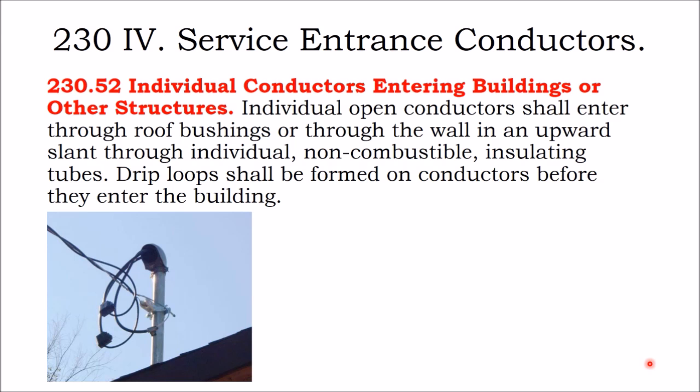And then we see those cables being supported at 12 inches through the masthead. So individual conductors entering buildings or other structures shall enter through bushings or through the wall in an upward slant through individual non-combustible insulating tubes. Drip loops shall be formed on conductors before they enter the building. So again, the utility has come on and tapped your utility feeder conductors to their utility service entrance conductors, tapped them on here, formed a drip loop so water drips off instead of getting up into that masthead.